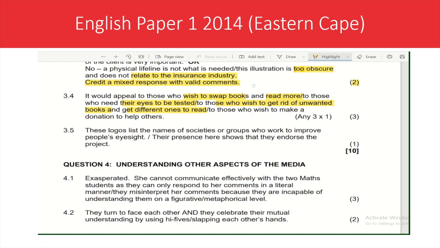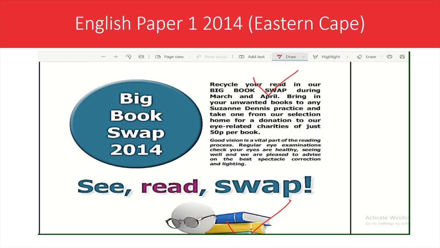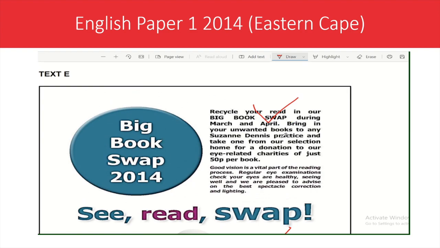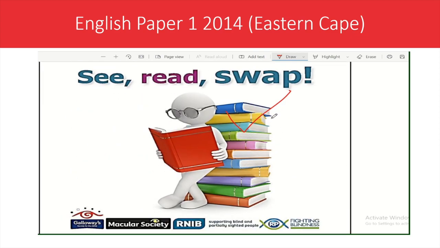And then, of course, if we're looking at the visual as well as the written words over here, the words explain to us what the charity is doing. This Big Book Swap of 2014, it's giving us more detail, while the visual over here is of a little mannequin leaning against a tower of books reading a new book. And that is what they were looking for from you.